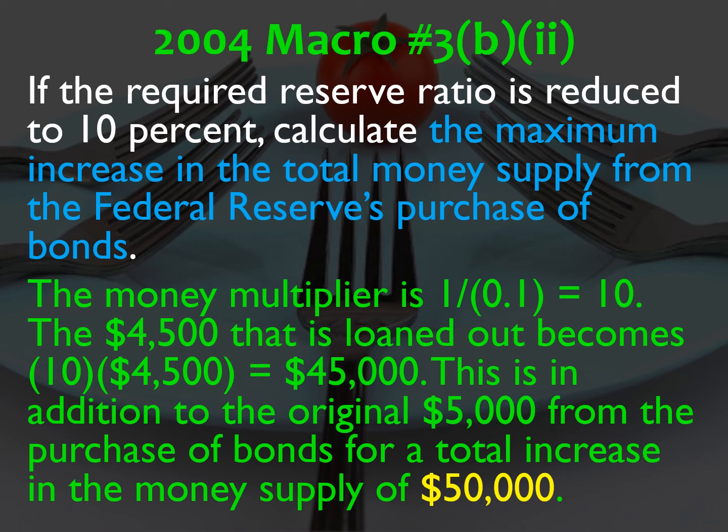So you have the $45,000 that are going to be new money because of the loans, but you also have the original $5,000 from the purchase of bonds by the Fed. All of that is money that is newly entered into the money supply. So the total maximum increase in the money supply by the initial purchase of bonds is the $45,000 plus $5,000 or $50,000. You could also think of it as this. The Federal Reserve bought $5,000 worth of bonds. Ultimately, that's going to be new money in the money supply. You can multiply that by 10 and you get the same $50,000.